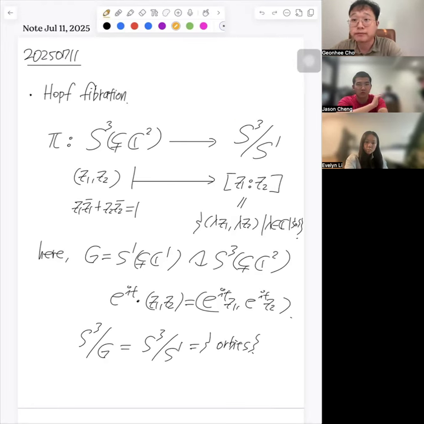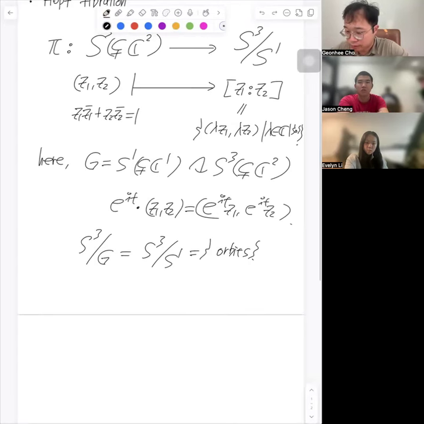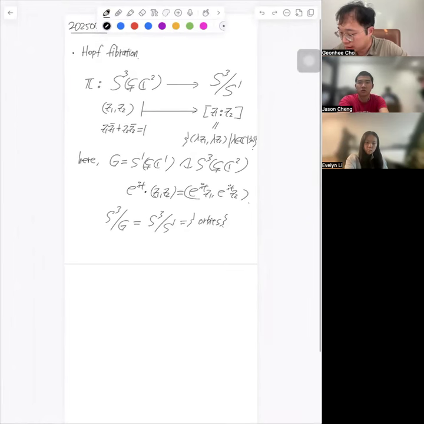Could I ask for the S3 quotient G bit? Is that basically how we assign the whole orbit to a single point? That's what we're doing there? Exactly. That should be your correct intuition.